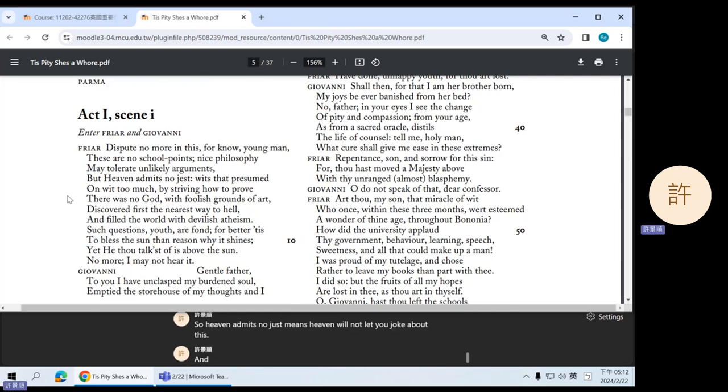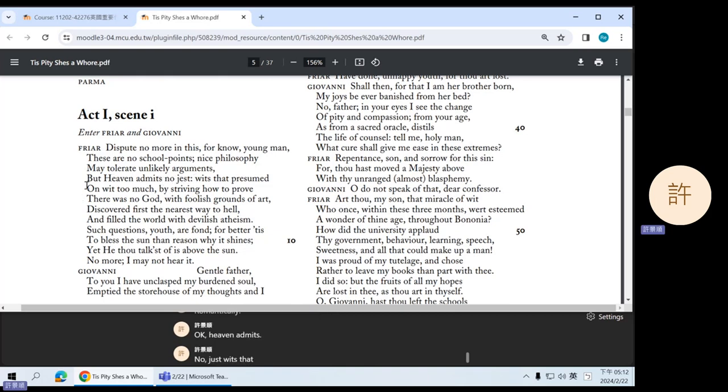At this point, you can probably guess what they're talking about, right? I told you the story, the main story of the play. The friar says, God will not let you do this. It's very likely Giovanni just told him, I love my sister. Romantically. Okay, heaven admits no jest.